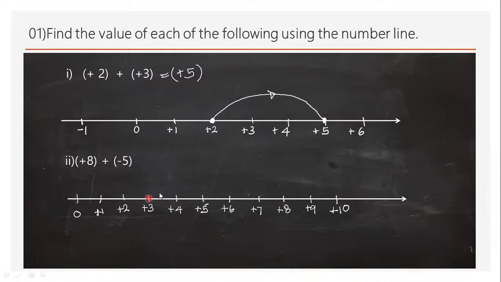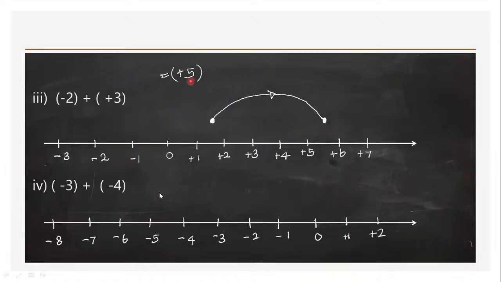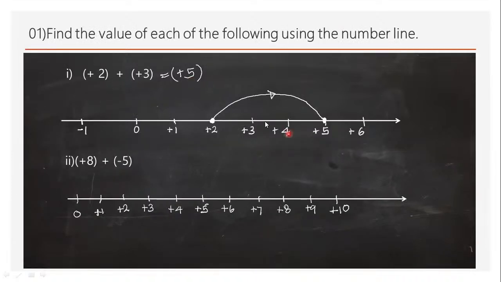Then I will mark it here. First mark the value plus 8. Then minus 5 towards the left hand side. Then 1, 2, 3, 4, 5. The answer is plus 3. This is the answer. Now let's go to the next slide. Third question.